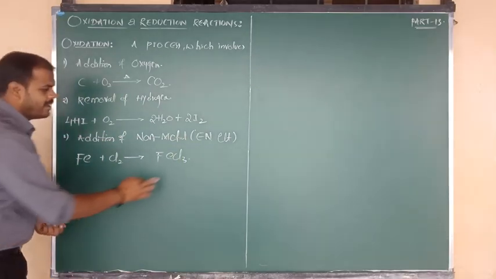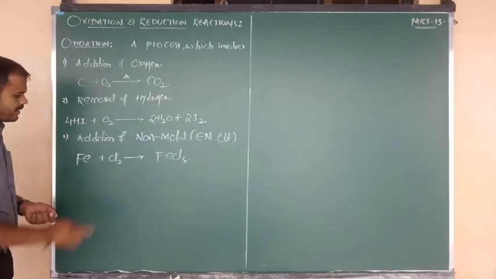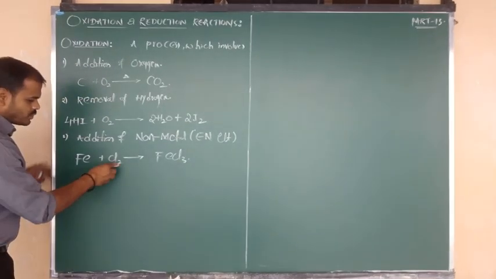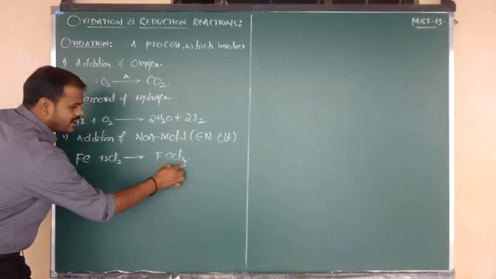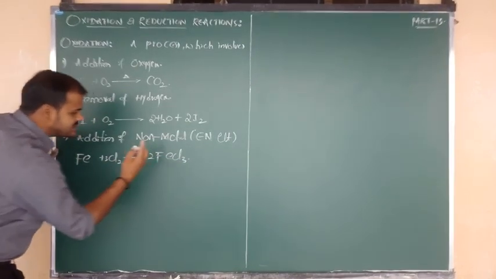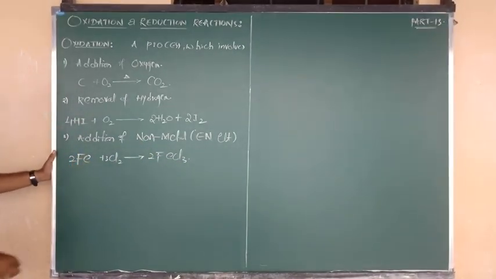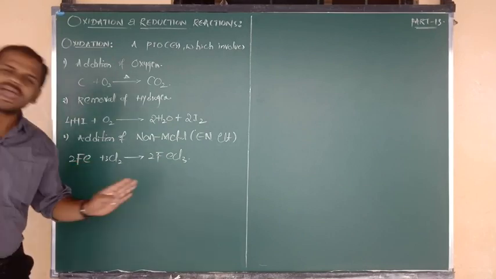Very easy. Number of chlorines are 3, and on the other side number of chlorines are 2. So 2 multiplied with 3 and 3 multiplied with 2. Now irons are here 2, here also irons are 2. In that manner we have to do the balancing.